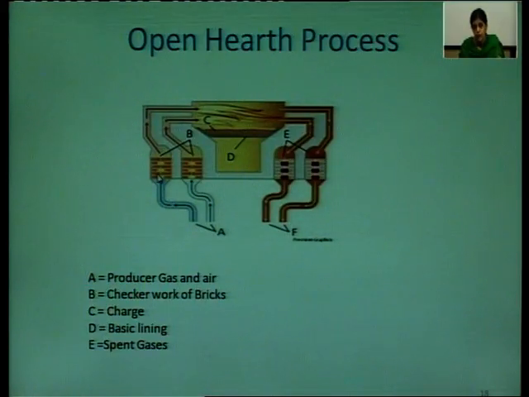Okay, we have two checker works of bricks. One is this checker work, this is the second checker work of bricks, and this is the hearth over which the charge is being placed. Now let us see how steel will be made.